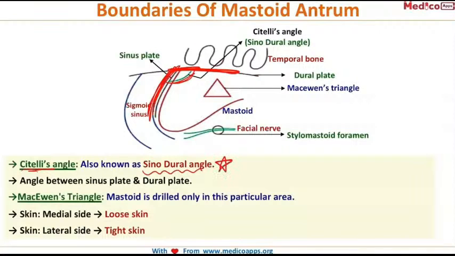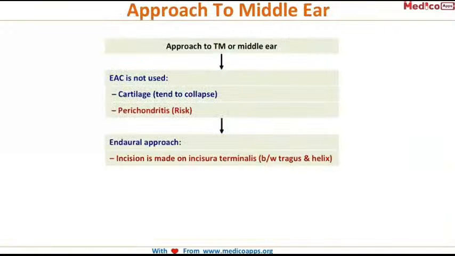Then MacEwen's triangle, we have just seen that it is an important bony landmark for the antrum. So the mastoid is drilled only in this particular area. That is why MacEwen's triangle is so important. Then the skin on the medial side is loose skin, and that on the lateral side is tight skin on the mastoid antrum. Now that we have spoken about the approach to the middle ear, let's see how this is done.